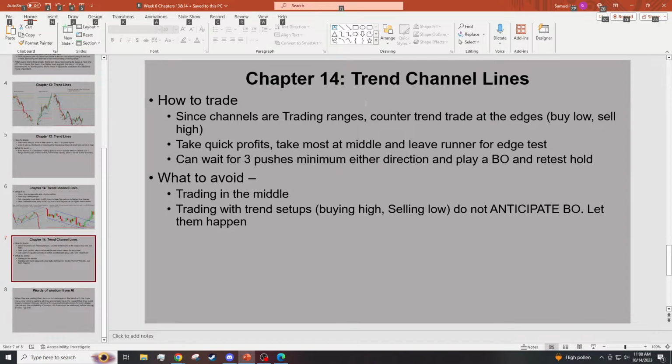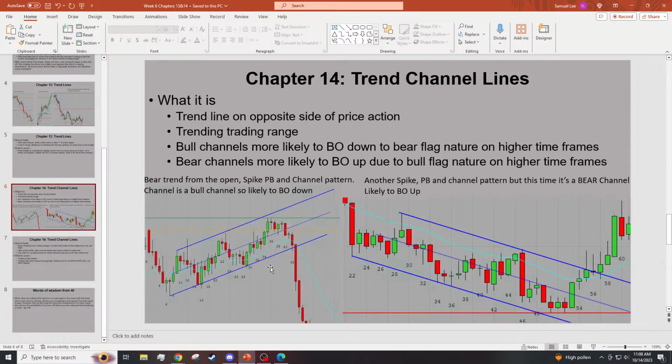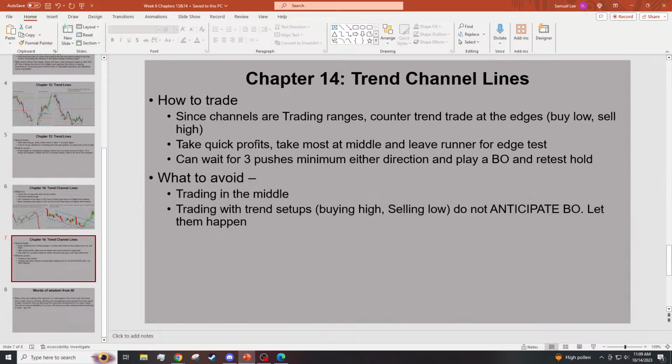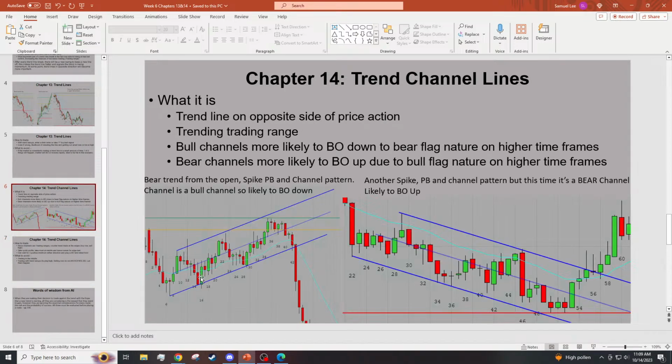Moving on to chapter 14, trend channel lines. The next slide. How do you trade them? Well, since channels are trading ranges, you should be counter trend trading at the edges. Obviously, you need to take quick profits. So this tool on NinjaTrader is a trend channel tool that I've adjusted to include a 50% line. You can do the same thing. So when I say take quick profits, most at the middle, you can leave a runner for the edge test.